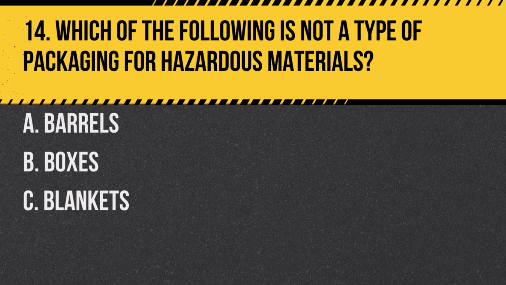Question 14. Which of the following is not a type of packaging for hazardous materials? A. Barrels. B. Boxes. C. Blankets. Answer. C. Blankets. Blankets are not a recognized type of packaging for hazardous materials.